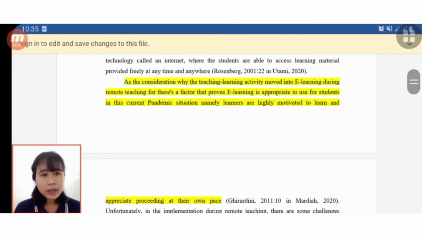Next, I will give my review on this sentence: as the consideration why the teaching learning activity moved into e-learning during remote teaching for teachers, factor that prove e-learning is appropriate to use for students in this current pandemic situation, namely learners are highly motivated to learn and appreciate proceeding at their own pace. I think this sentence is too complex and I can't get the point from it. So my suggestion is you need to divide this sentence into several sentences to make it easier for the reader to understand what you need to say in this sentence.